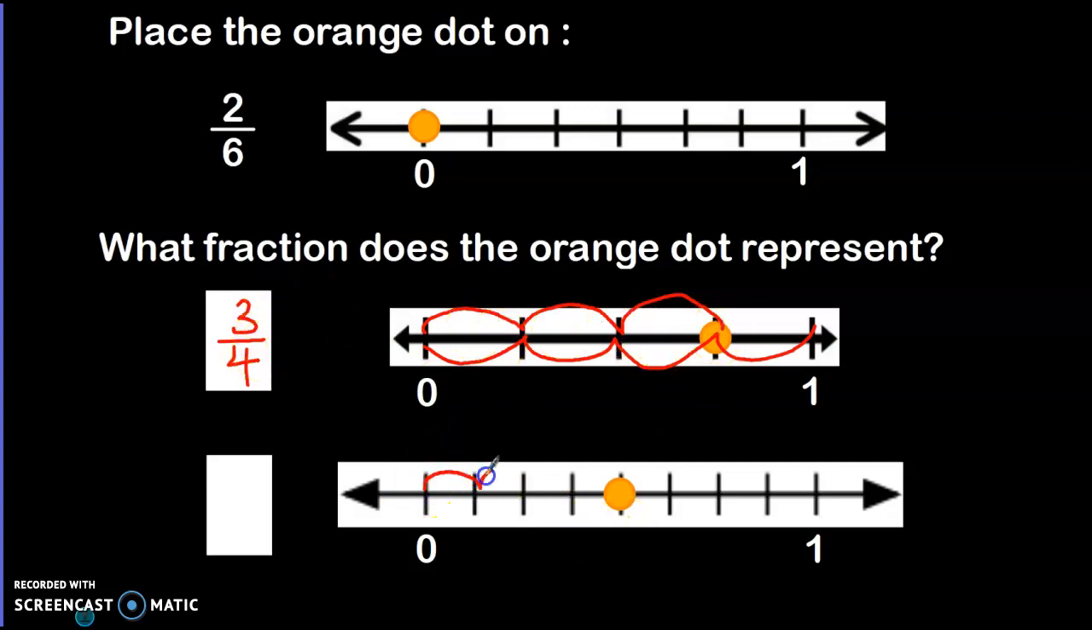Here is 1, 2, 3, 4. 4 is your numerator. And the denominator, again, we go from 0 to 1 and count how many hops, not how many tick marks. 1, 2, 3, 4, 5, 6, 7, 8. There are 8 equal parts. Therefore, this orange dot is on 4/8 of this number line.